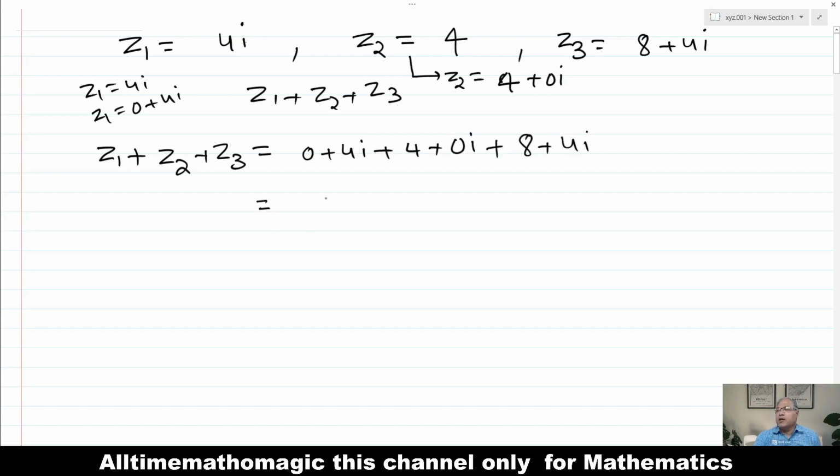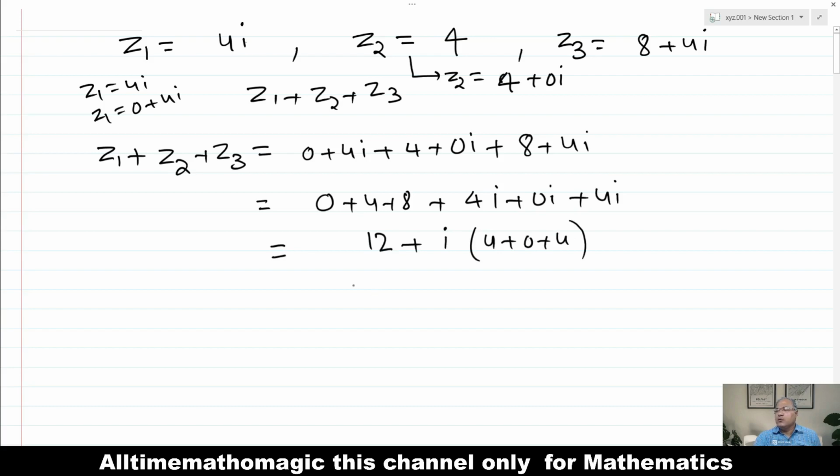Now adding all the real parts, 0 plus 4 plus 8, and all the imaginary parts, 4i plus 0i plus 4i, equals 12 plus i taken common, 4 plus 0 plus 4, that is 12 plus 8i. Therefore Z1 plus Z2 plus Z3 equals 12 plus 8i. This is the required answer.